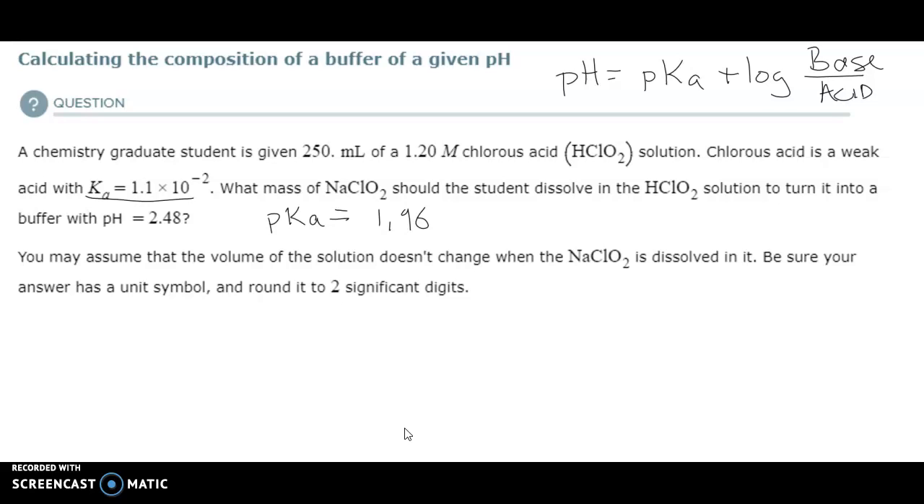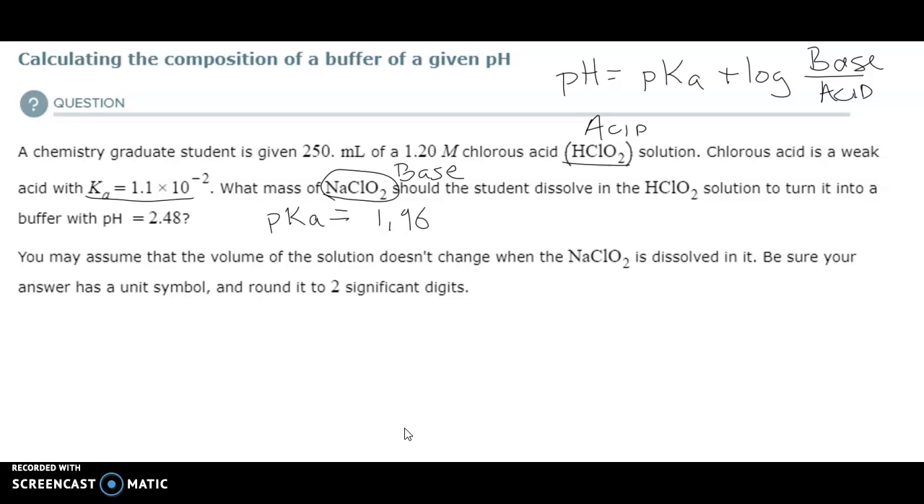So this chemistry student is given a weak acid, HClO2, and they want to add the conjugate base to it in the form of sodium chlorite, or hypochlorite, whatever that is. This is going to be our acid form, and this is going to be the base form.